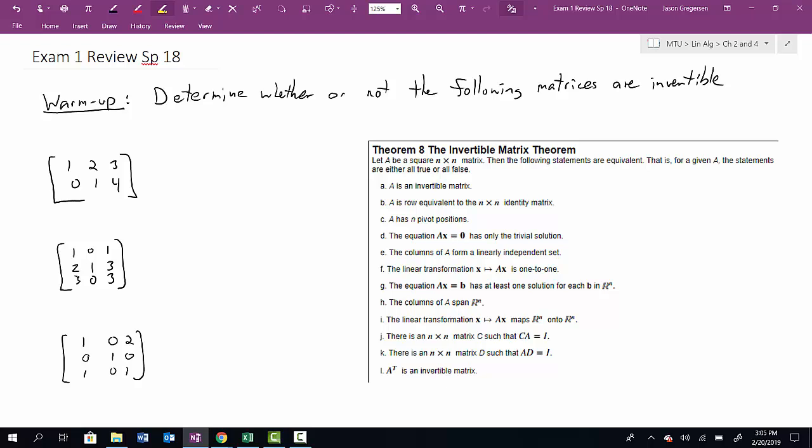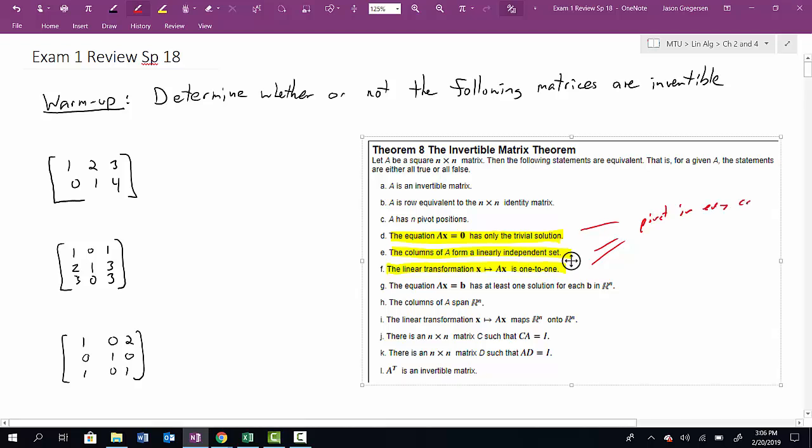Okay? And because it's an n by n matrix, if you have existence, it implies uniqueness. As we look through all these lists, we can see that if we have an equation that has only the trivial solution, that's an idea about uniqueness. If we have columns that are linearly independent, that's about uniqueness. If the transformation is one-to-one, that's about uniqueness. So all three of these are tied to the idea of uniqueness. How do we tell if any of those things are true? We're looking at the pivots, and all of these would mean there's a pivot in every column.